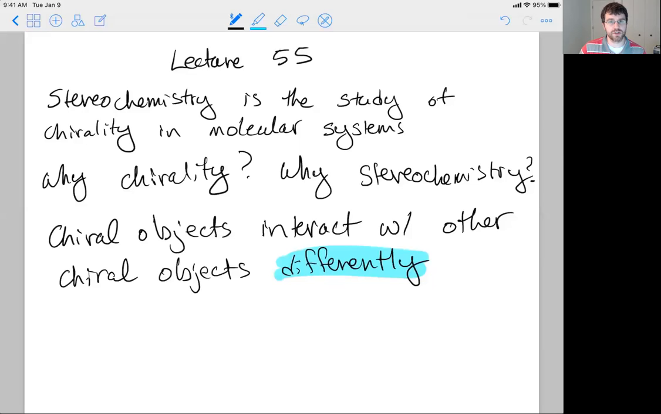Now, something emerges when we're looking at chiral objects. So just in general, why chirality? Why stereochemistry? Chiral objects interact with other chiral objects differently. That's really important. That's the key takeaway from this. Let's talk about that for a second. If we have our hands, left and right hand, we talked about how they are chiral because the mirror image, which is just the opposite hand, while it appears to be the same, is just a mirror image. And it's nothing else. We cannot get them to superimpose. They are not the same.